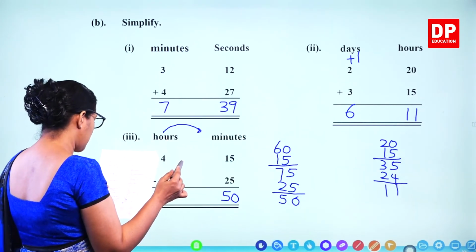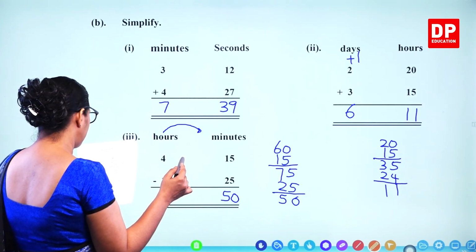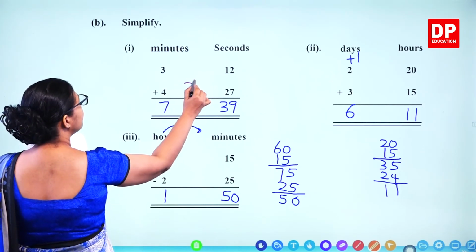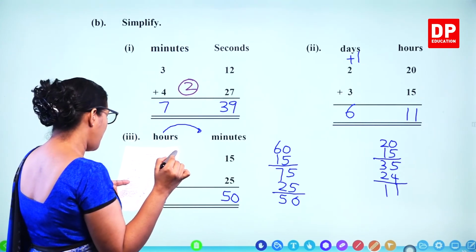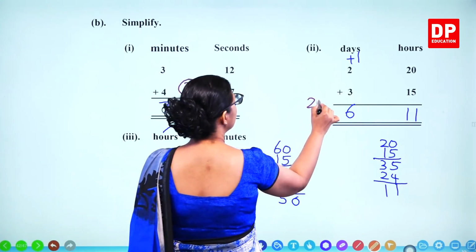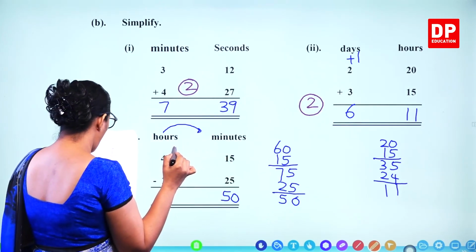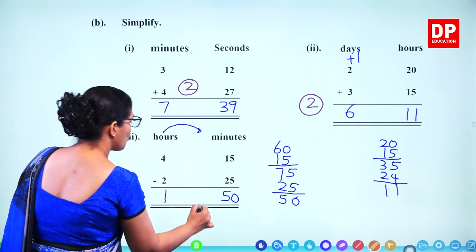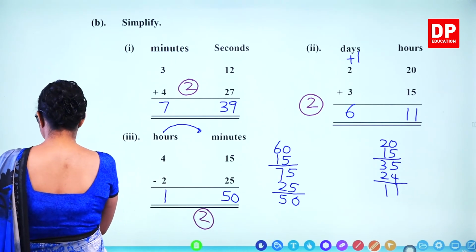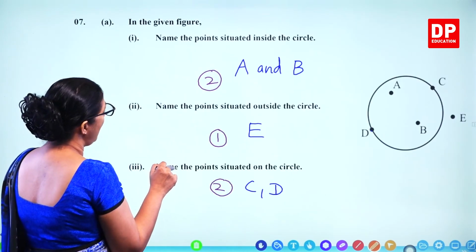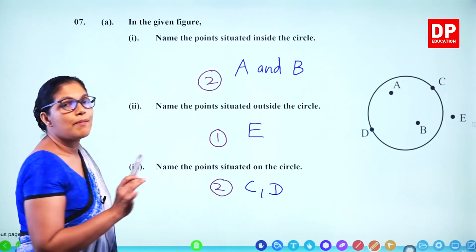How many marks? 2 marks. And then 6 and 11, that's 2 marks. 1 and 50, that's 2 marks. So 6 and 5, 11 marks for that.